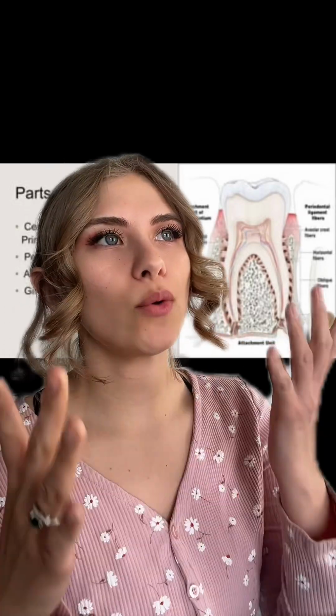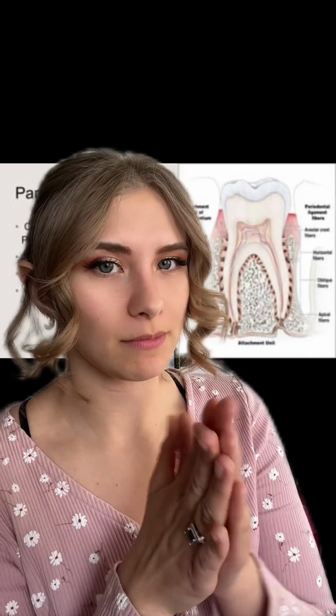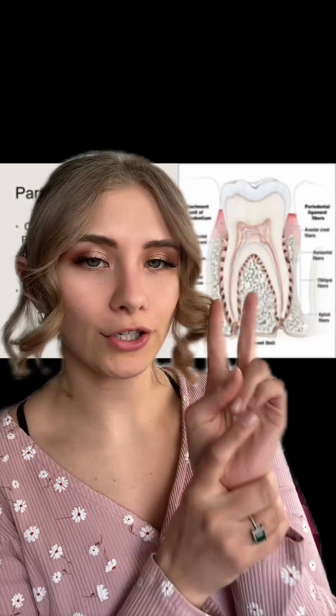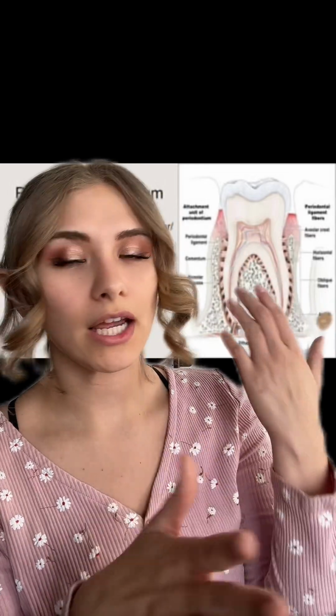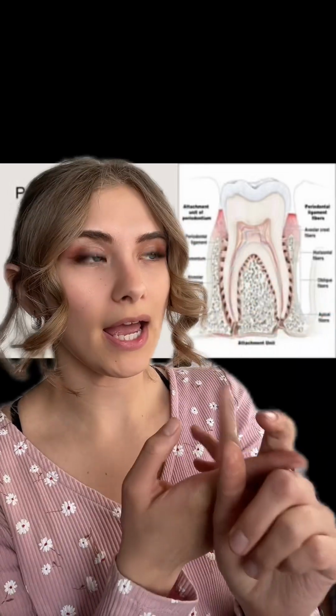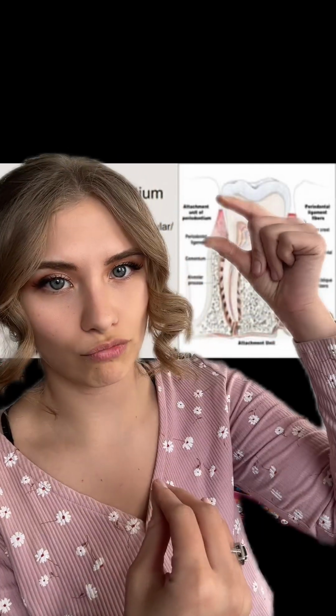Okay, so acellular, a meaning without cells, is going to be the first layer of cementum. There's two types, acellular and cellular. Acellular is the first layer. That is going to be during the tooth formation and eruption. It's slow and basically heavier on the cervical third of the root.